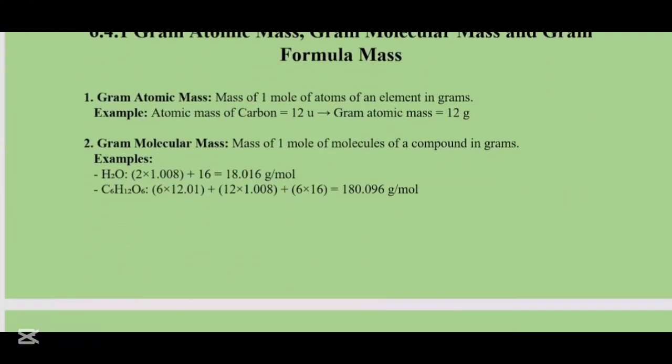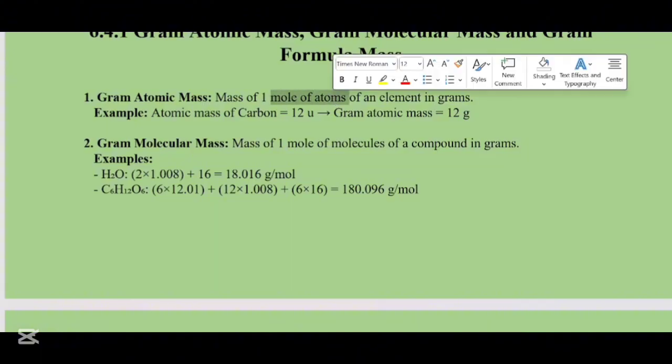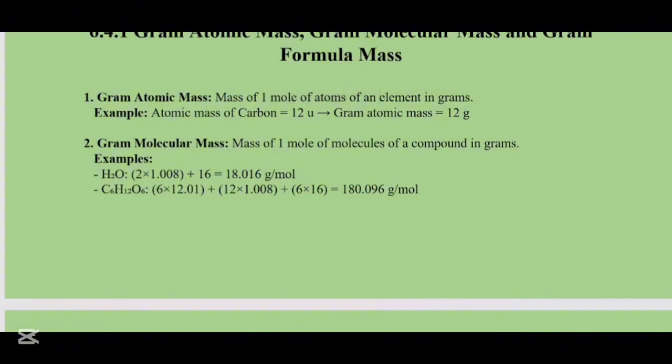Now let's talk about the gram atomic mass, the gram molecular mass, and gram formula mass. The gram atomic mass is the mass of 1 mole of atoms of an element in grams. For example, the atomic mass of carbon is 12 AMU. If you remove the AMU, the gram atomic mass will only be 12 grams. Another example is oxygen. Oxygen's atomic mass is 16. If you convert that into grams, that means 16 grams is the gram atomic mass of oxygen.